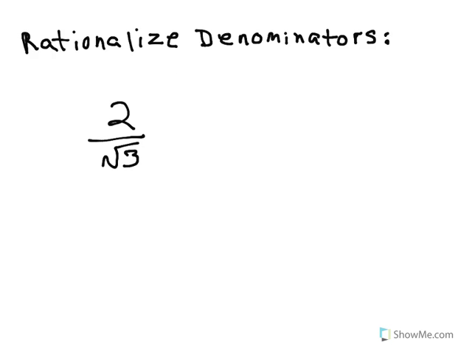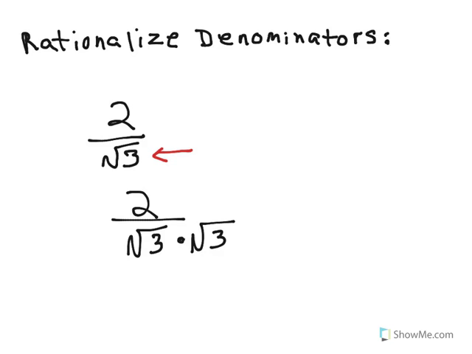Rationalize denominators. It is improper form to have a radical sign in a denominator. It's okay if it's in the numerator, but not in the denominator. So to rationalize the denominator, we multiply it by itself. That's the same as squaring the square root. But anytime we multiply a denominator, we must also multiply the numerator by the same thing. So that gives us 2 times square root of 3 all over 3.